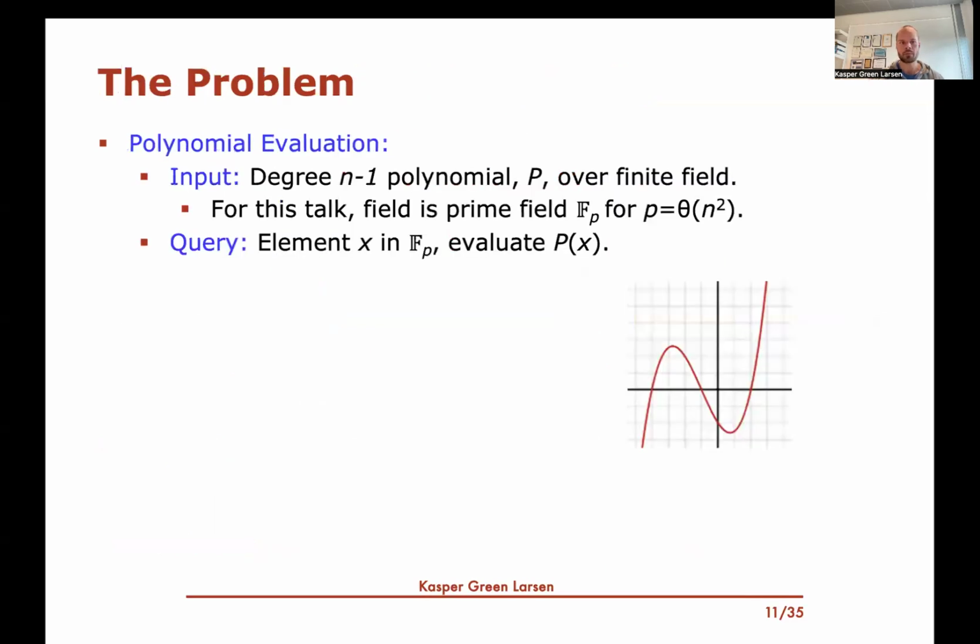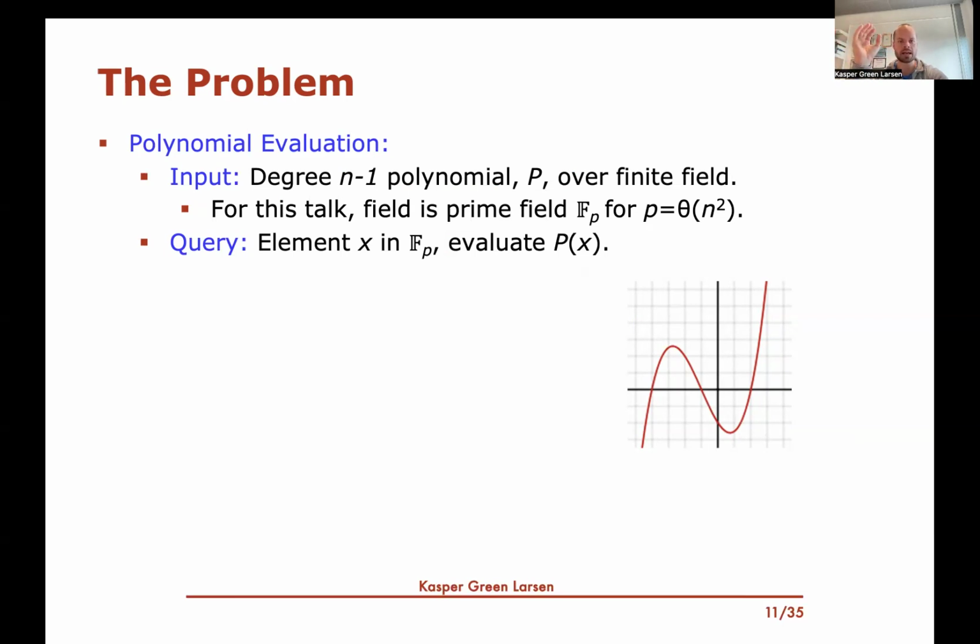Right. So what is this problem that we're going to work with? The problem that we're going to work with is the polynomial evaluation problem. Okay, so what is this problem? The input in this data structure problem is a degree n-1 polynomial p with coefficients over a finite field. And we're going to work with the finite field F_p, so modulo a particular prime. And we're going to say that this prime is, well, within a constant factor of n squared, right?